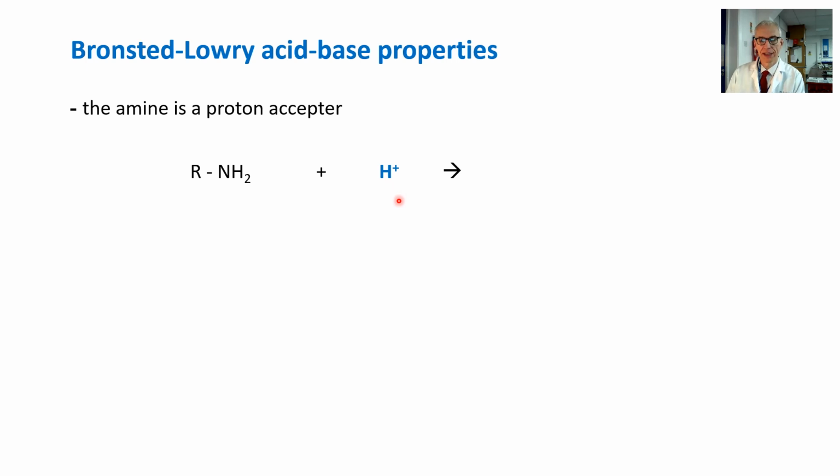Can you complete the formula of the product? Pause, complete, come back to check. Okay, so here is the product. Of course, the nitrogen has a lone pair of electrons that can form a dative covalent bond with the hydrogen ion, and therefore we refer to that as a protonated amine. So the amine group is protonated. We balance for charge, of course.